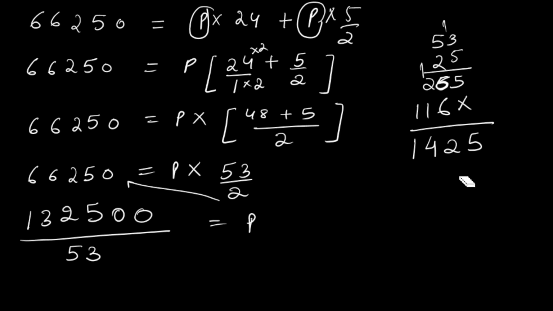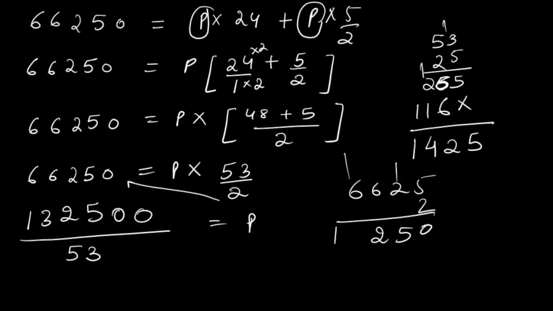If we divide 53 with 25, we are getting 1325. 6 plus 6 is 12. 4 I should get. 6625 into 2. 5 into 2, 10. 2 plus 2, 4 plus 1, 5. 12. Okay, 13250. 1325 divided by 25. 1325.